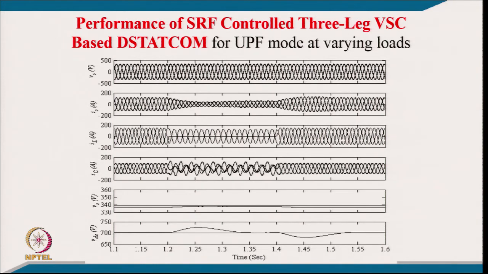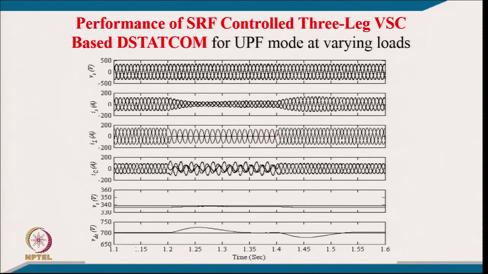Then the next mode is, of course, the unity power factor mode, which we discussed earlier. So, this is the point of common coupling voltage, and these are the unity power factor currents, balanced sinusoidal currents, in phase with the PCC voltage. And when load is removed, you can just see how the currents are modified. One phase load is removed.